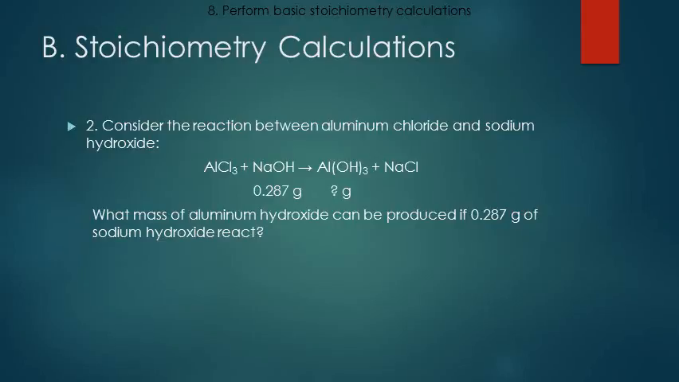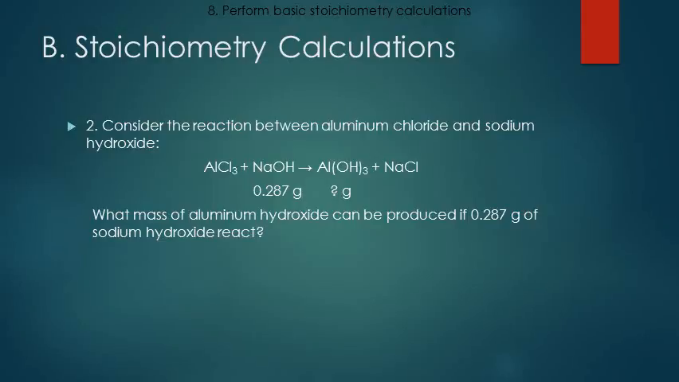One thing that might be helpful for you to do in your problem solving is somewhere below or above the equation, wherever you prefer, just jot in some numbers or some marks to indicate what it is you're trying to find. We're told we have 0.287 grams of sodium hydroxide reacting, so I write that under the sodium hydroxide. I'm asked to find the mass of aluminum hydroxide that is produced, so I have question mark grams under the aluminum hydroxide. Now, before we proceed with the problem, take a look at the equation. Do you see anything wrong with it?